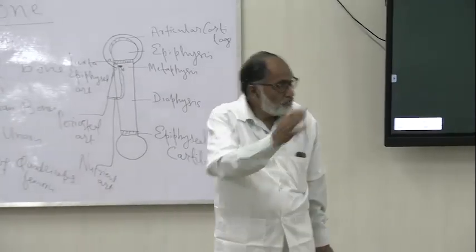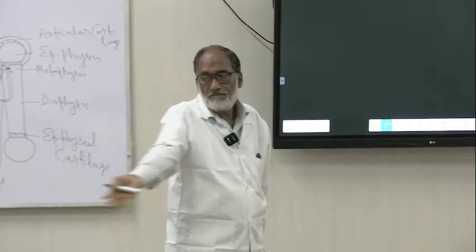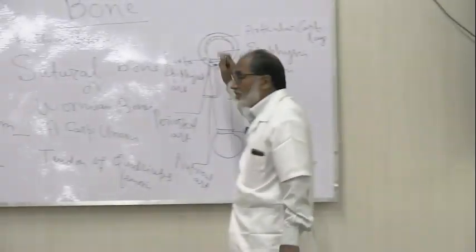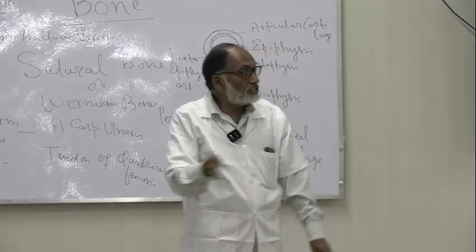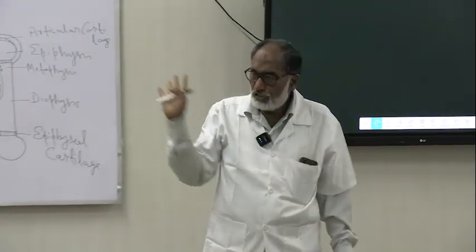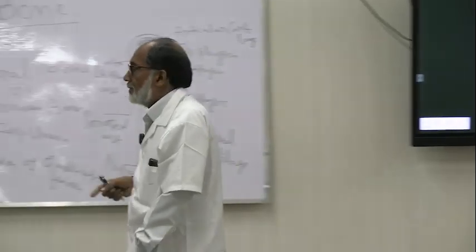And if metaphysis is involved, there is a chance of involving the epiphyseal cartilage, and if epiphyseal cartilage is involved, there may be shortening of the limb. এটুকু বলে সাফিসিয়েন্ট, বুঝতে পারলি?